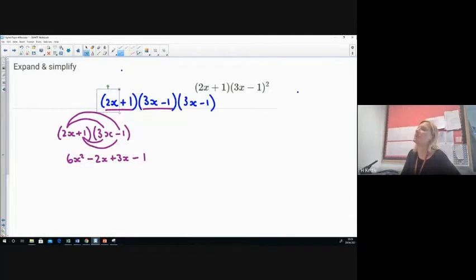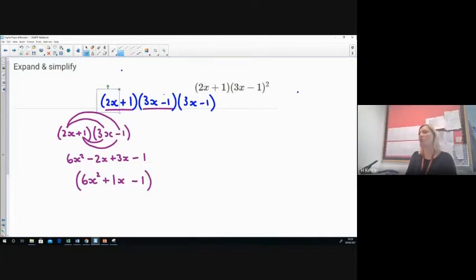Collecting your like terms together at that point. We don't want more terms than is necessary. So we're going to end up with 6x squared, add x. You can put 1x if you find it helpful, minus 1. Okay, so that is our quadratic.